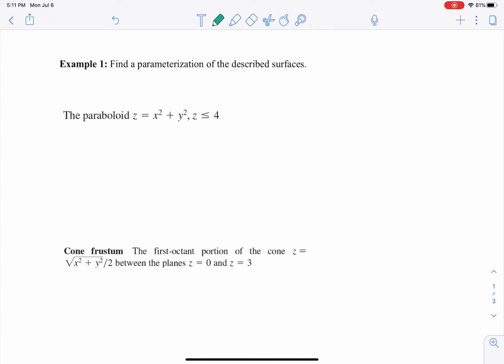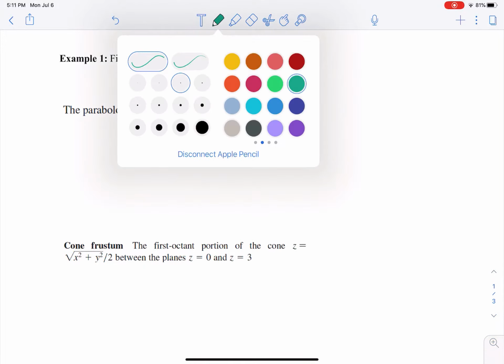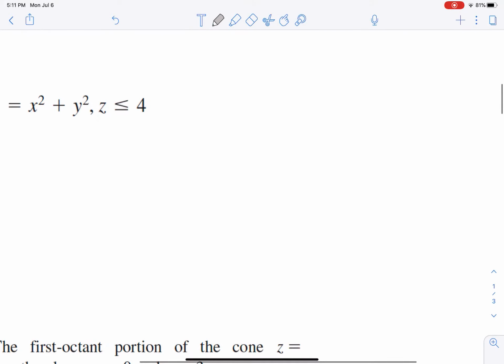So for this first one, we're going to find a parameterization of the described surface. This first one is a paraboloid in the form z equals x squared plus y squared for all z values less than or equal to 4. Just as a reminder, this is really easy to sketch. We can just get an idea of what the surface looks like.